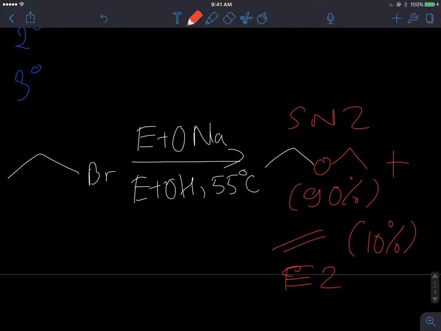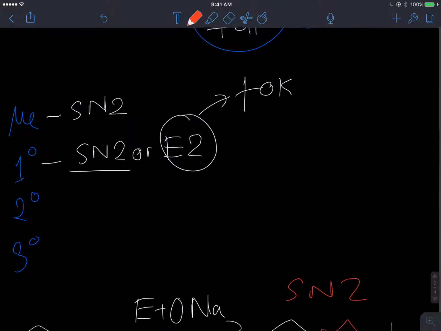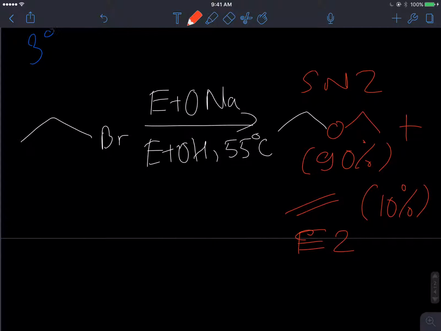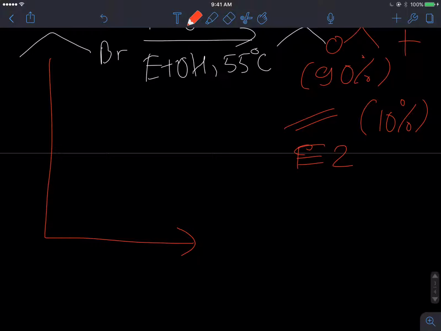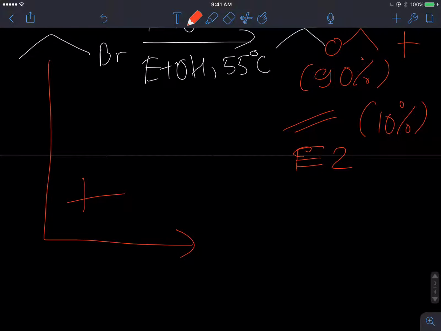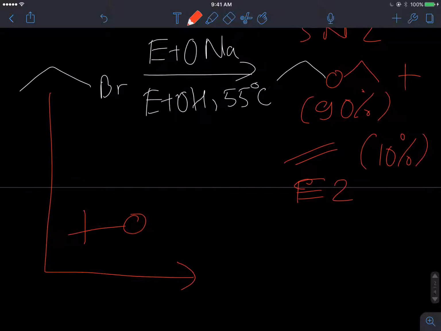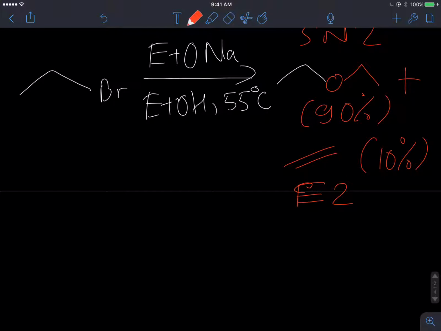So again, when you have the primary substrate, most of the time SN2 occurs because it's unhindered. It's easier for the nucleophile to attack the leaving group and create an SN2 reaction. The only way for the E2 reaction is the tert-butoxide. For example, the same thing, the same substrate, but you use the tert-butoxide. Oh, I'm going to use the other substrate. I'm going to use this.